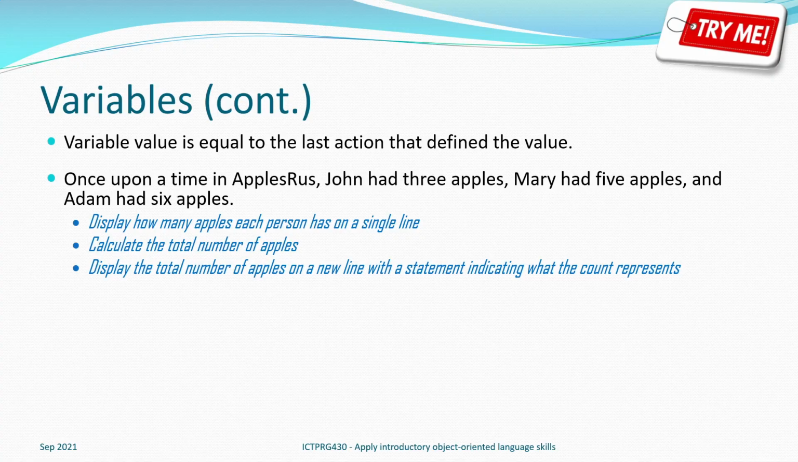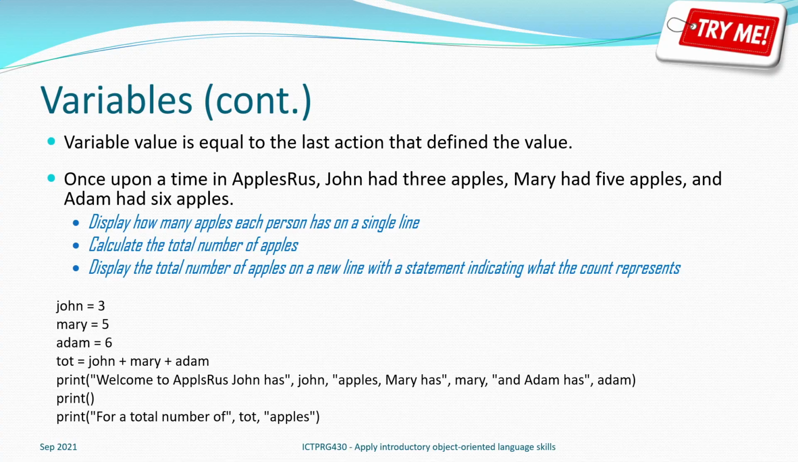So I know you've jumped off and done the little lab just to work it out on your own. So a possible solution would be John equals 3, Mary equals 5, Adam equals 6, total equals John plus Mary plus Adam. Then we have our print statements with the arguments separated by commas, and then followed by the total number of apples.